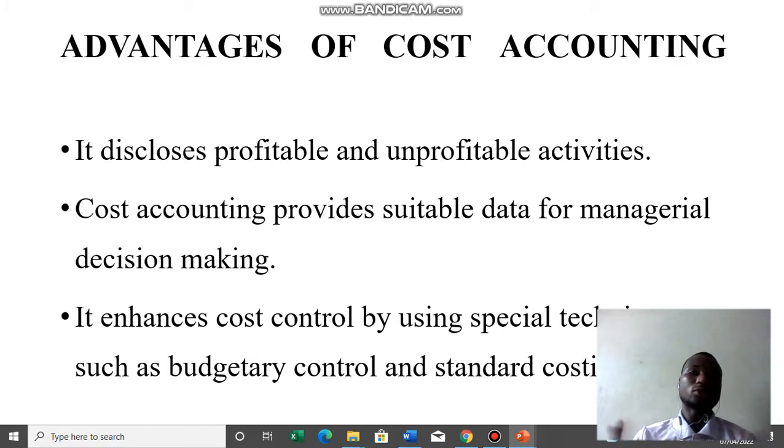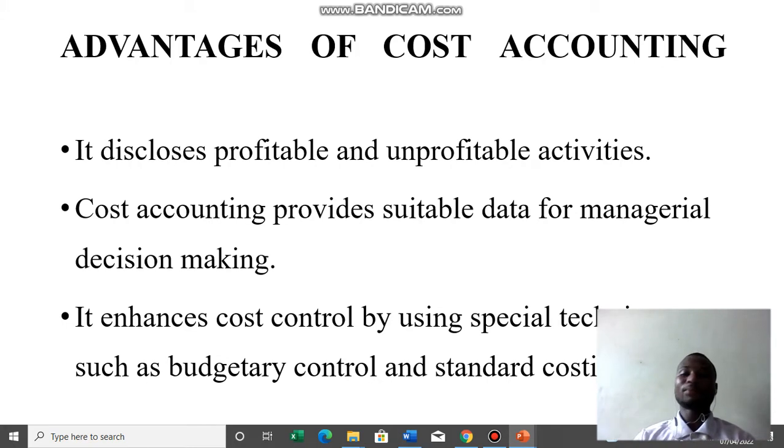We call it budgetary control. Budgetary control simply means that you establish your budgets, then you have your actual results, and you compare with the budget. The idea is that you want to ensure that the actual costs do not exceed the budgeted costs. If your actual costs are exceeding your budgeted costs, it means you are not putting up proper cost control measures.